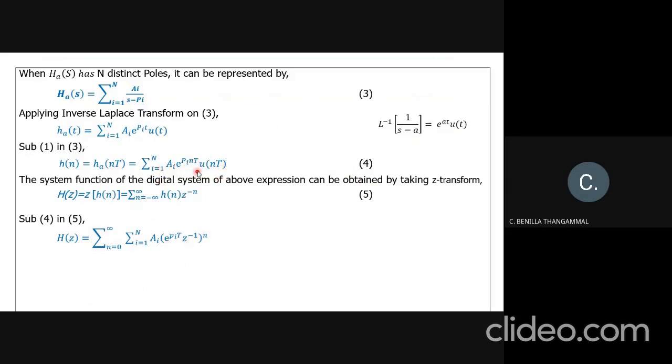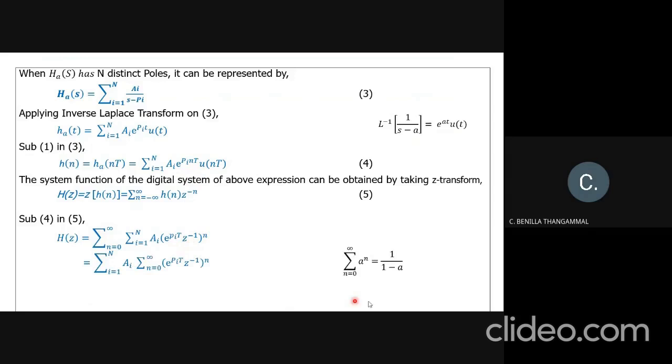So u of t is going to be your unit step function. So instead of n equal to minus infinity to plus infinity, I'll be changing the limits to 0 to infinity here. So ai e power pi nT into z power minus n. In this, I'm taking your n out, so e power pi T into z inverse, and I can write this one.